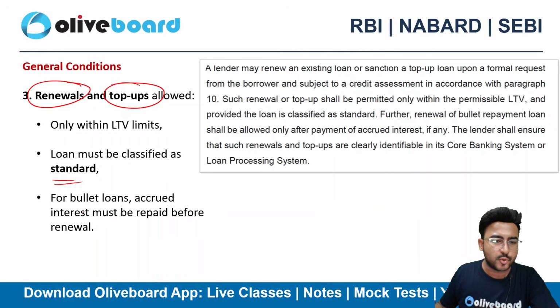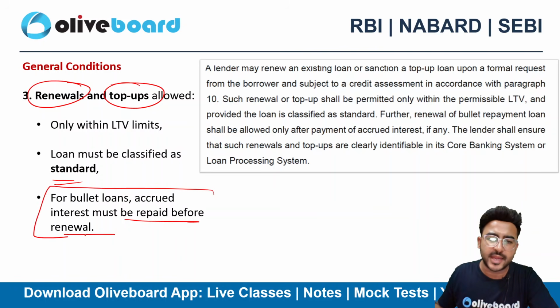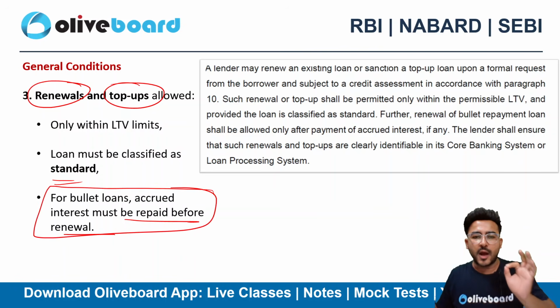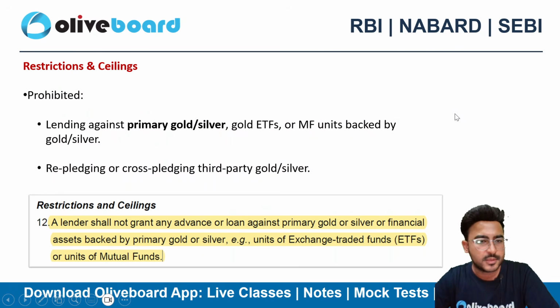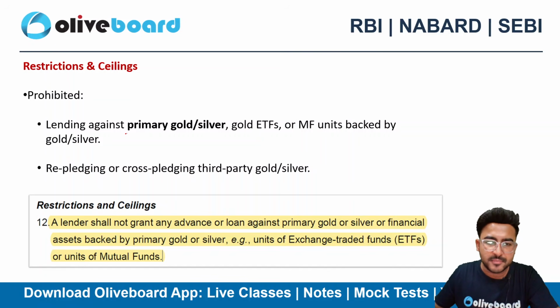For bullet loans, accrued interest income must be repaid before the renewal. So if you are doing any kind of renewal, first pay the accrued interest which is there in case of bullet loans, right? Then, prohibited lending against primary gold and silver.